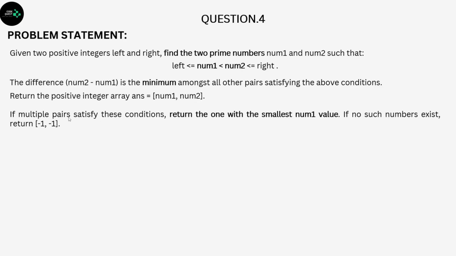In case there are multiple pairs which satisfy this condition, then you have to return the one with the smallest num1 value. If no such numbers exist, then it has to return -1, -1.